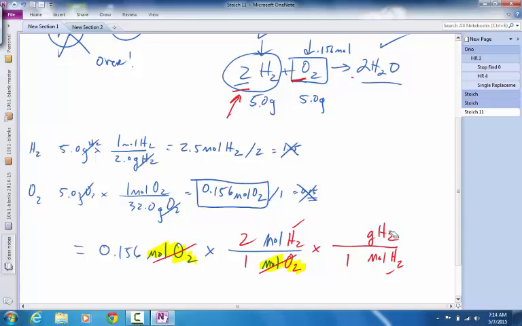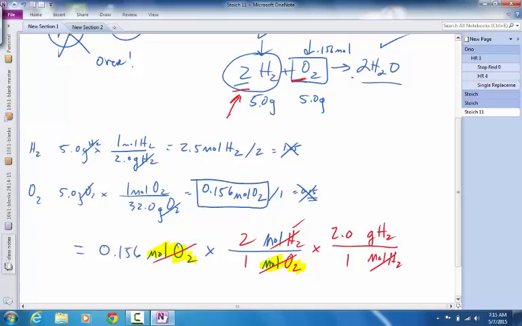Oops, what did I do here? Now see, Mr. Rink made a mistake here. I don't know if you see it or not. But oxygen's on the bottom, and we're going hydrogen on top. No, that's right. We're good. I'm sorry. Everything is fine. All right. And molar mass of hydrogen is 2.